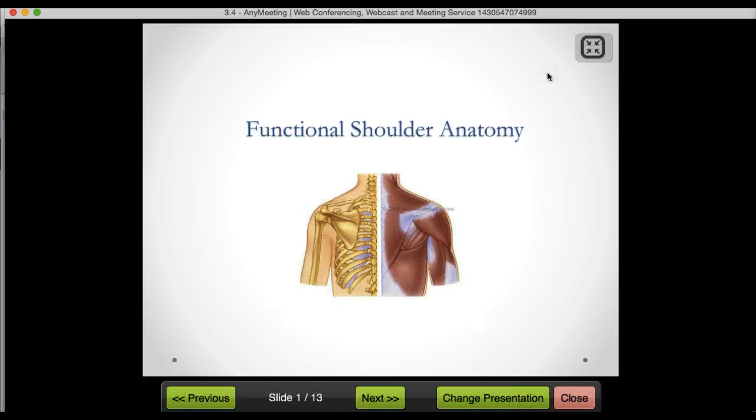So, functional shoulder anatomy. This is based more on athletic injuries, what we see in sports medicine: structures and specific anatomy that are more commonly utilized, or you might say evaluated, in our setting, rather than the entire thing. So it's a little more pared down for what you need to know.